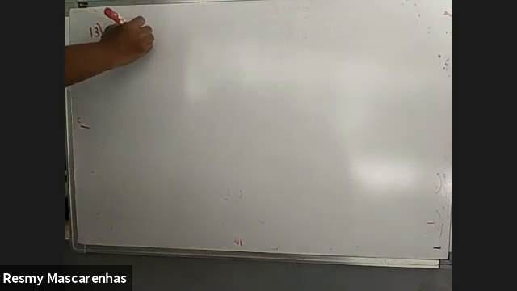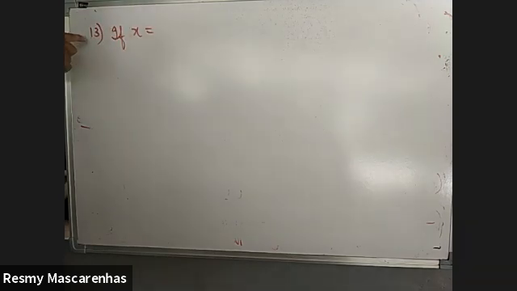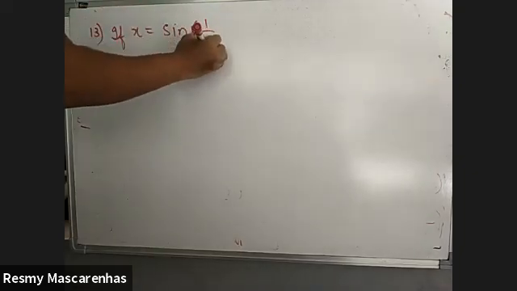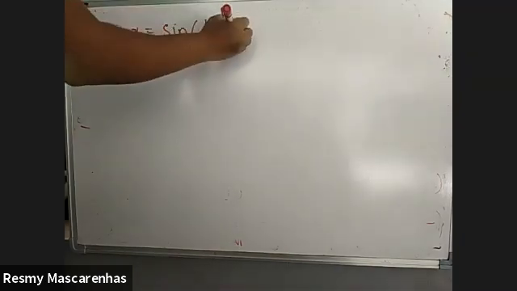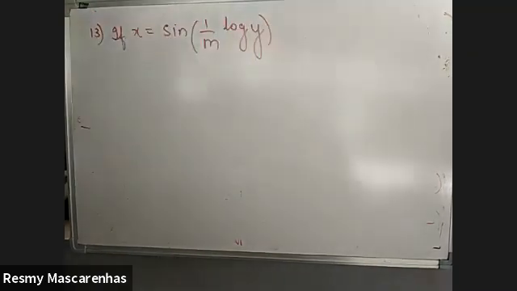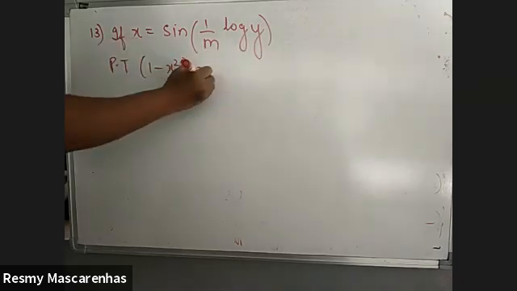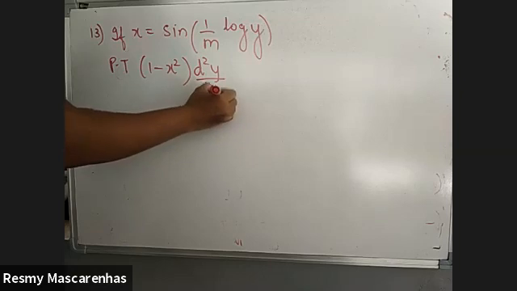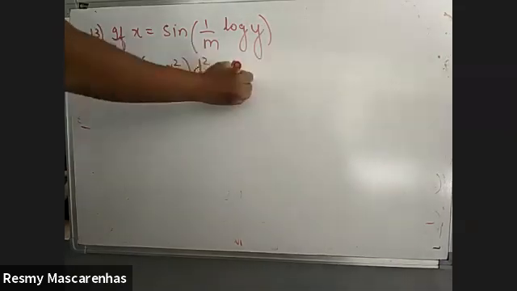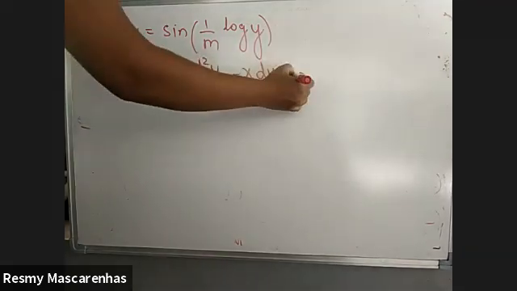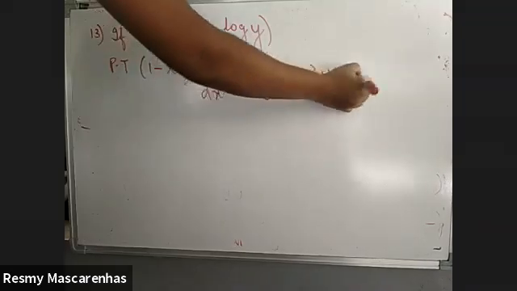Okay, so the question is: if x is equal to sine of 1 upon m log y, prove that (1 minus x square) d square y upon dx square, minus x dy by dx, minus m square y is equal to 0.